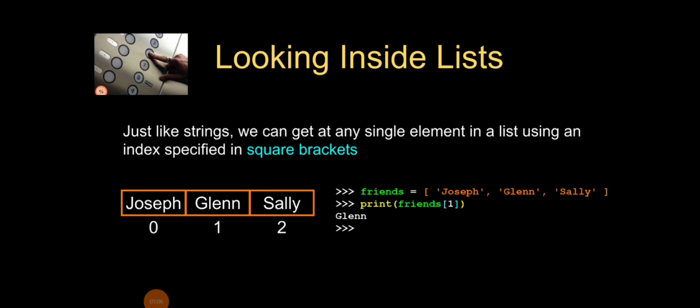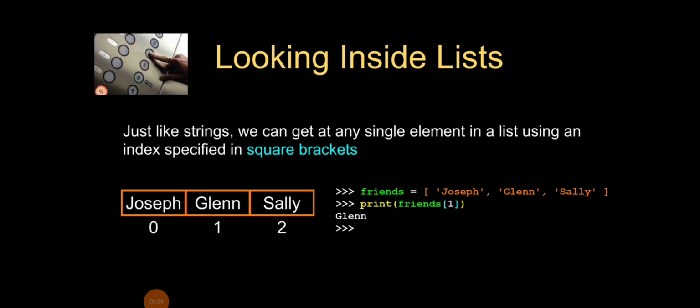Looking inside a list: just like a string, we can get at any single element in a list using an index specified in square brackets. Joseph, Glenn, Sally, its indexing starts with 0 and is followed by 1 and 2. Here we are creating a list called friends. The list is Joseph, Glenn and Sally. Joseph's index value is 0, the index value of Glenn is 1 and the index value of Sally is 2. The list index value always starts with 0.